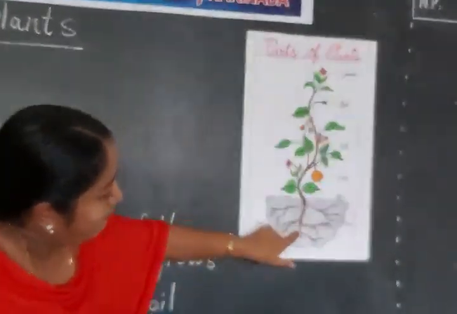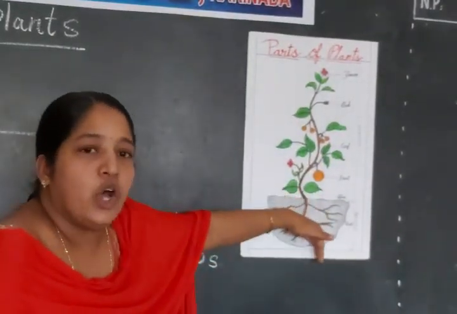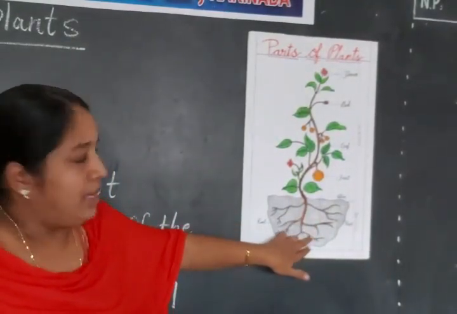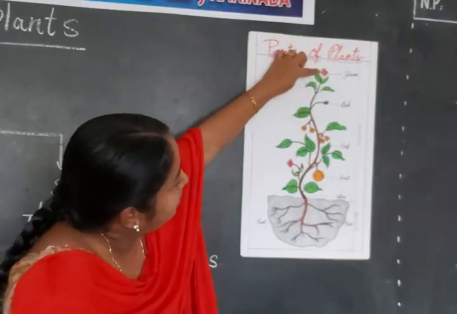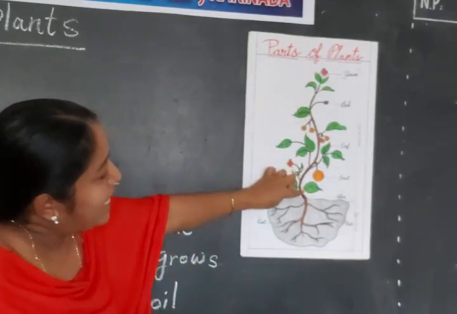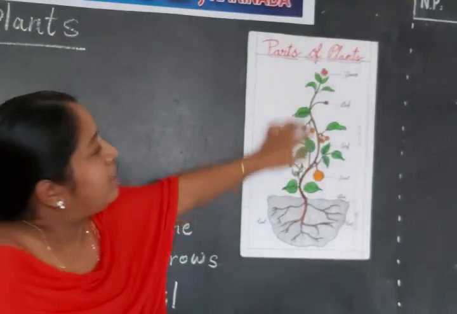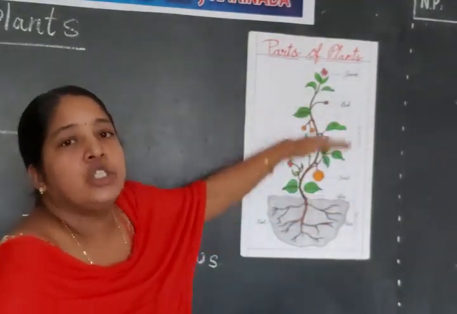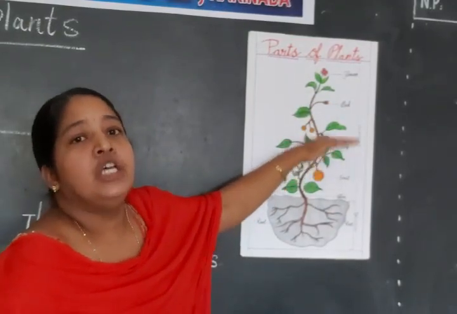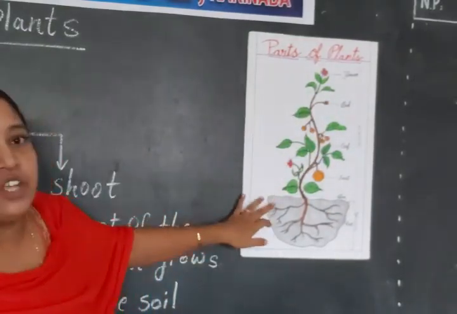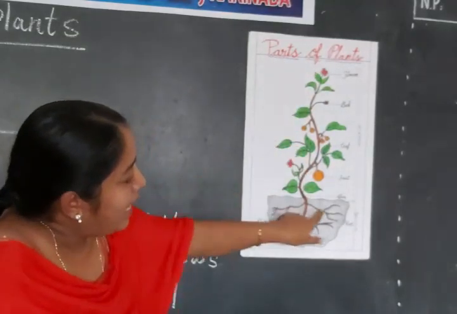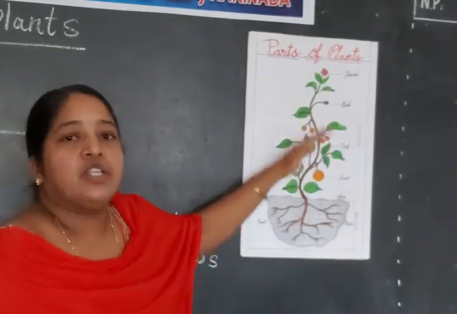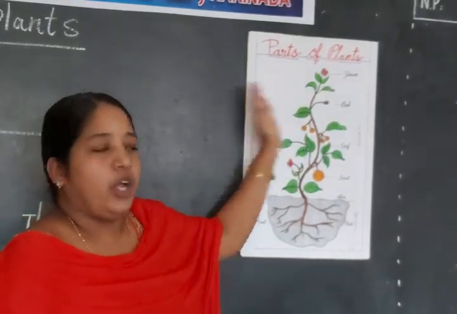This is the part that grows below the soil. That part we call the root part. And from here to here, this part we call the shoot part. The part that grows above the soil, that part we call the shoot part. So the two main parts of a plant are the shoot part and the root part. The root part grows below the soil and the shoot part grows above the soil.